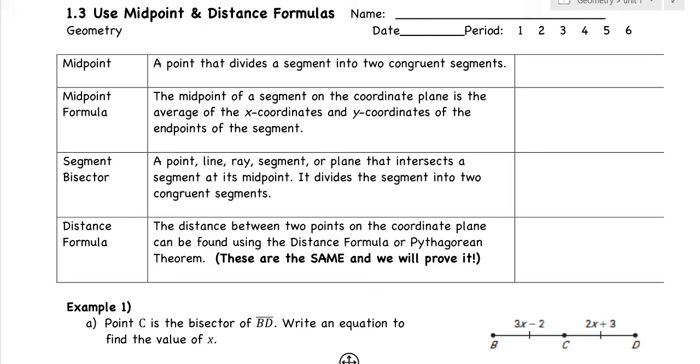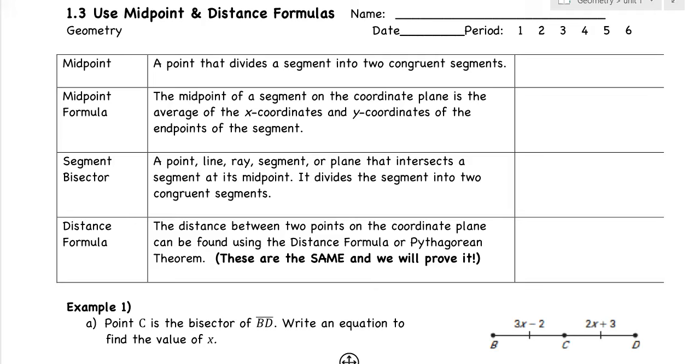If you look at your reason sheet, you see that we get two if-then statements from this definition. If a point is a midpoint, then it divides a segment into two congruent segments. And if a point divides a segment into two congruent segments, then it is a midpoint. You are going to be using both directions of this definition. So we need to know that both of those if-thens exist.